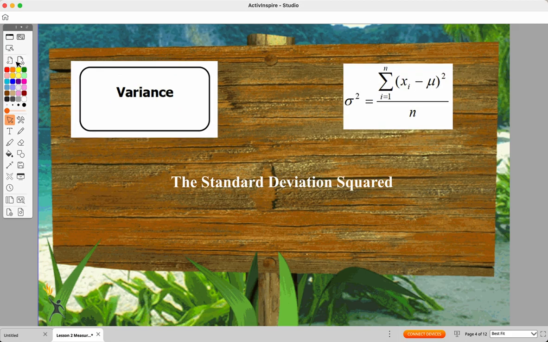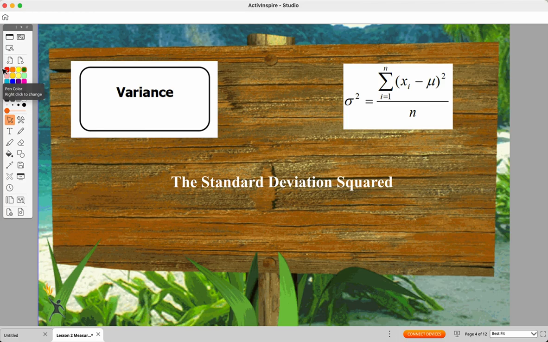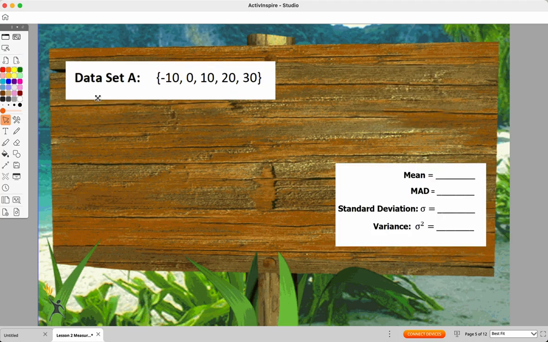And our last one is the variance. It's really just the standard deviation squared. It's the easiest one to find. Our calculator finds the standard deviation, so we can just square that standard deviation as we go. Okay, so let's take a look at these, first things first.